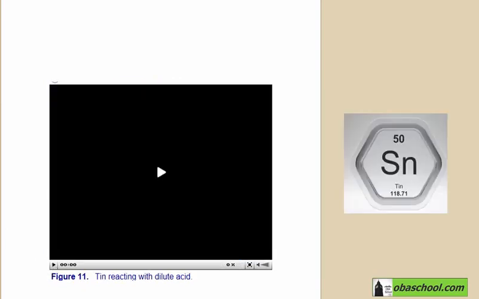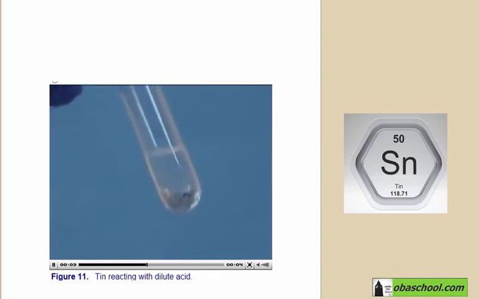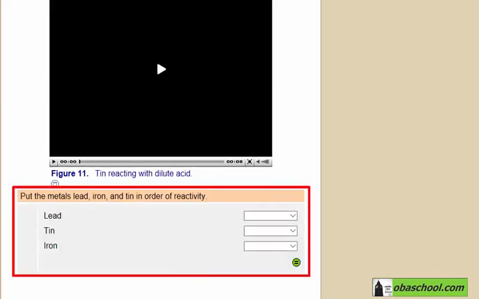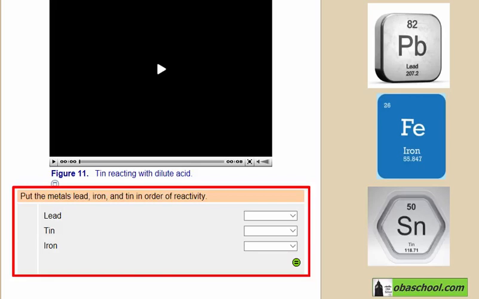And finally, we have tin. Tin reacts with the acid in a very slow reaction. Let's now arrange these metals, which are lead, iron, and tin, in order of reactivity.